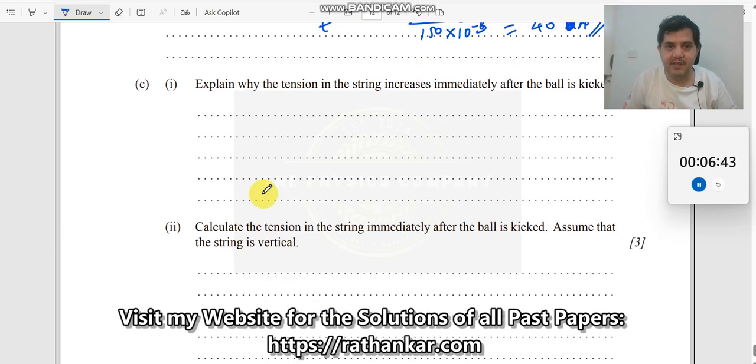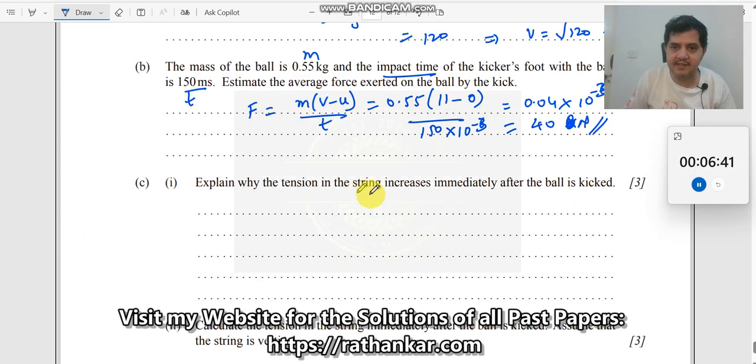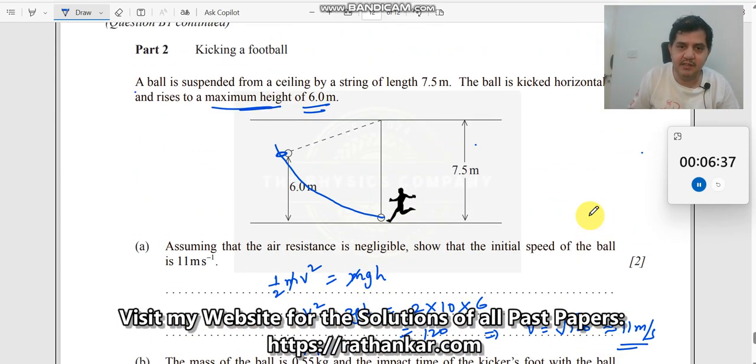Okay, next. Explain why the tension in the string increases when the ball is kicked. What happens over here? As you see here, the tension at this point is only so much. There's no tension at all. It's not been hung like this. It's suspended, so there's tension over here. When you hit it, let us say at this point, for example, if I consider this point, the tension is equal to mg.